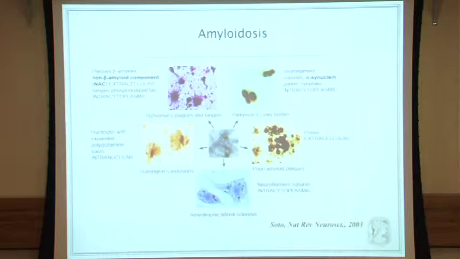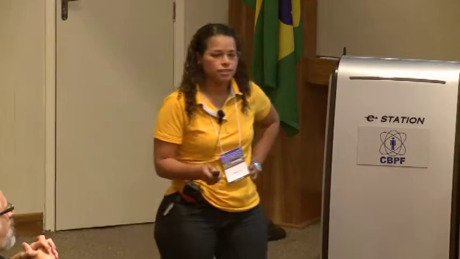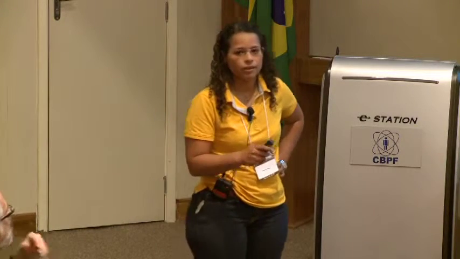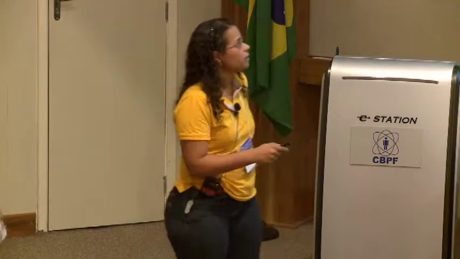But today I will talk about amyloidosis. In this picture, we can observe several kinds of disease, each disease associated with one protein. But if we follow them, we can observe that we have more or less the same behavior, with proteins aggregating in these tissues. Another feature common to all of them is that we can observe fibrils or amorphous aggregates under electron microscopy.